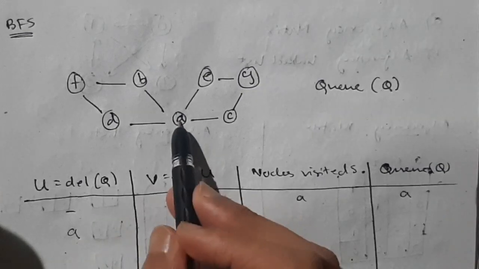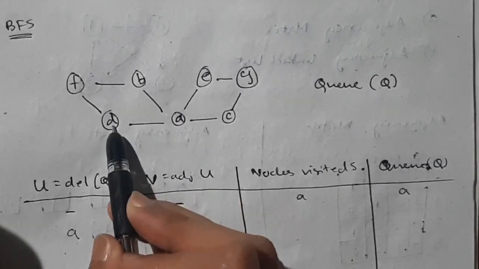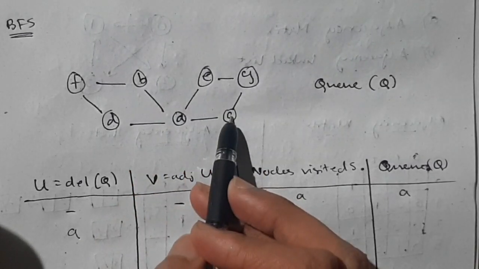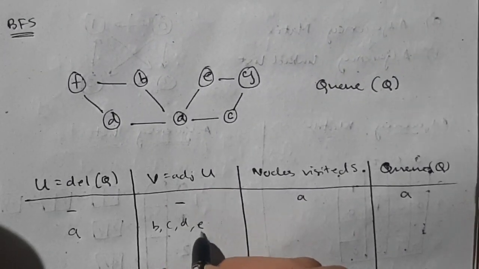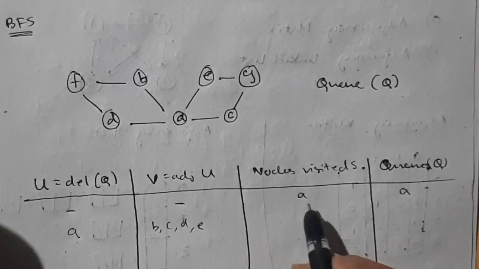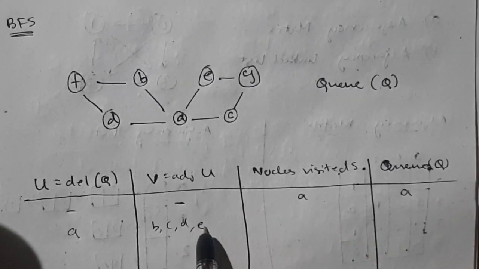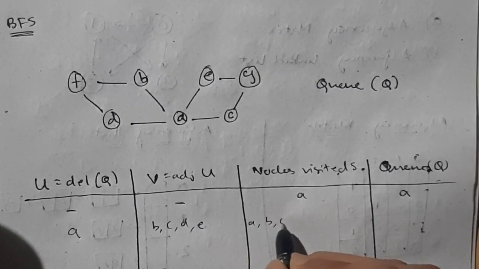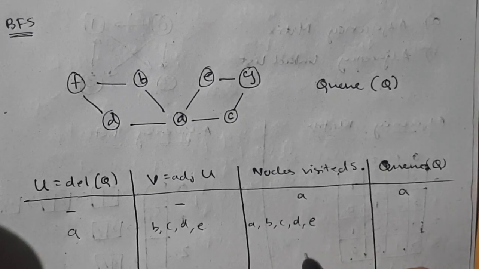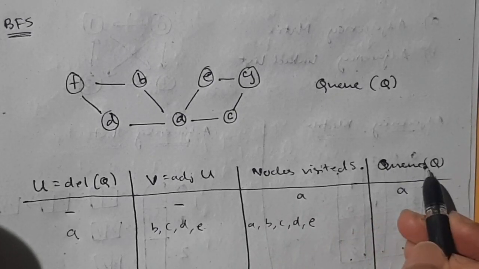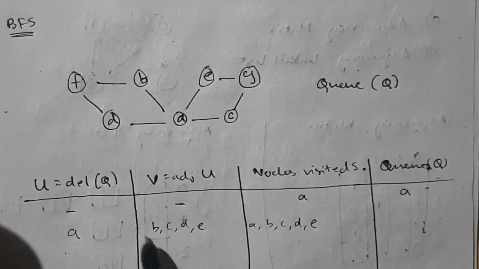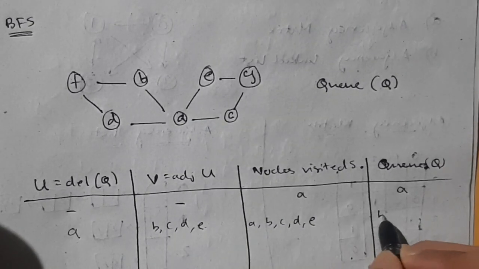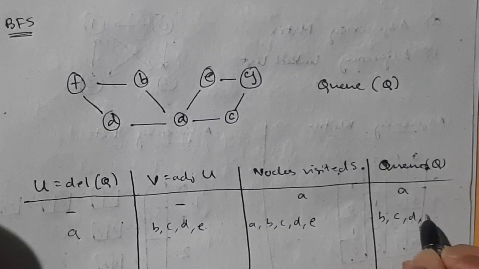Then see what A has connections with: D, B, E and C, right? So write in alphabetical order, B comma C comma D comma E. All right, then nodes visited: A is already visited and 4 new nodes you have visited, so A, B, C, D, E. Then Q, what it will have: the new nodes visited, this one was used, so what new nodes came here, that will be written here, B, C, D, E.